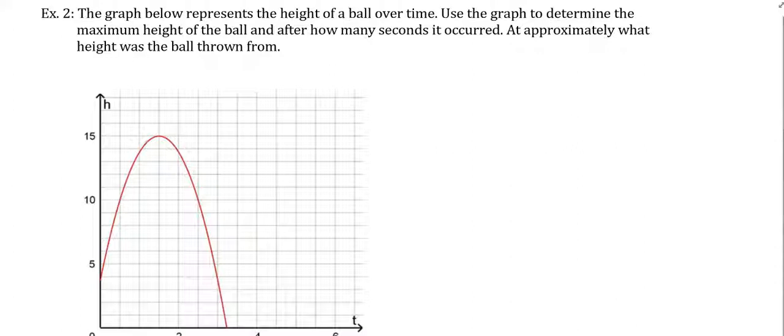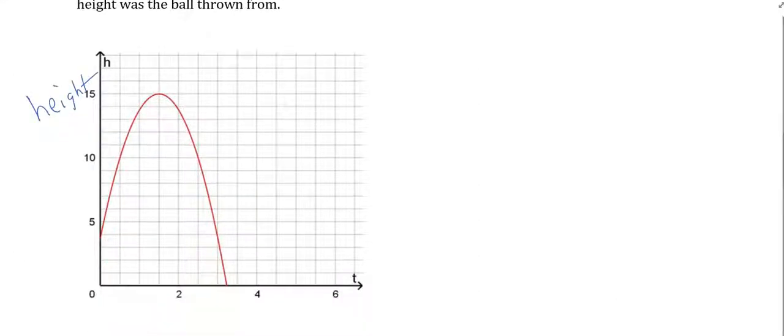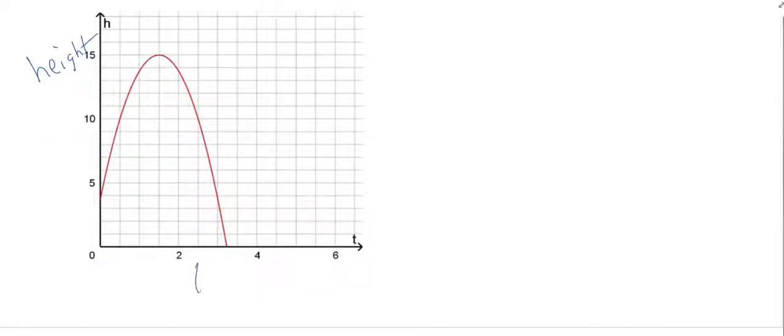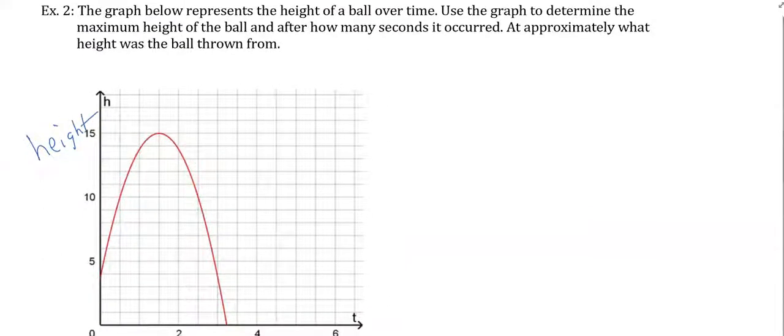This is a graph that represents the height of the ball over time. So this is the height, and this is time. I don't think it tells us, but presumably in seconds. Oh yeah, it says how many seconds, so it's in seconds, I'm sure. And we're going to say height is in feet. Why not?